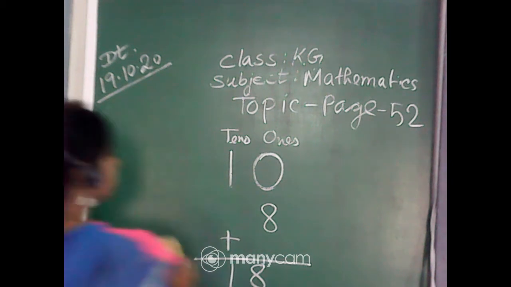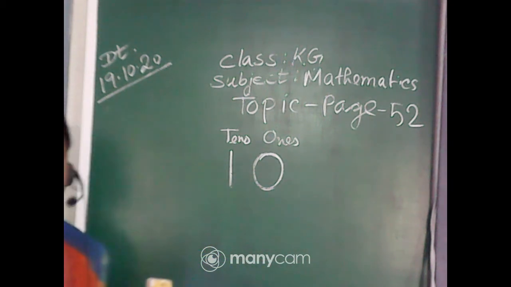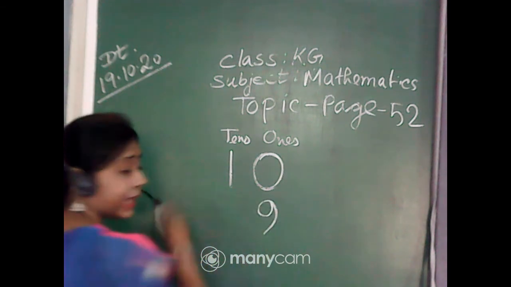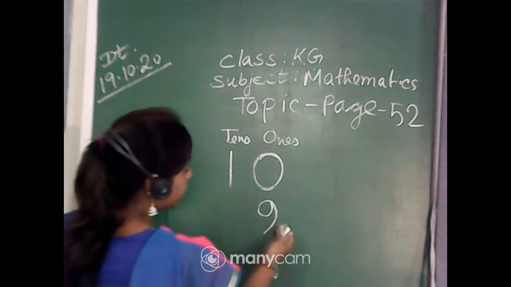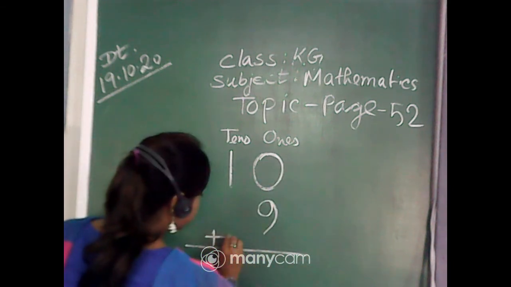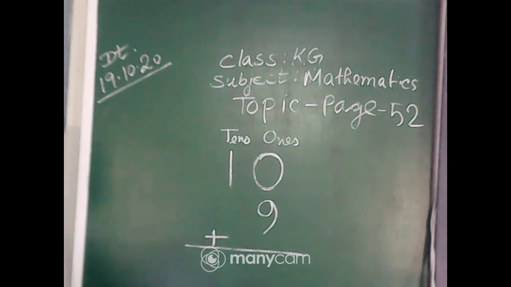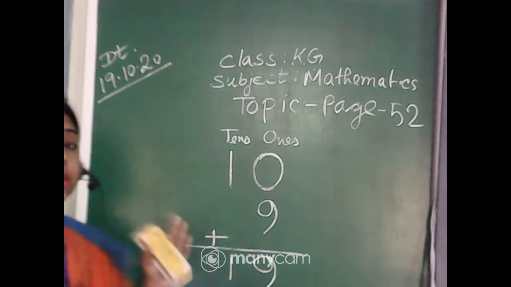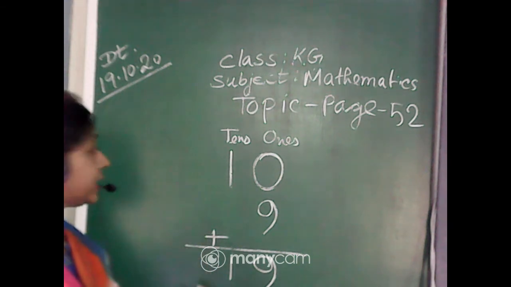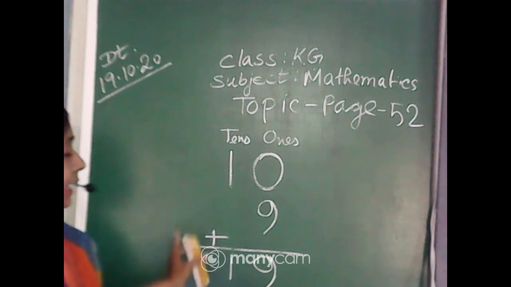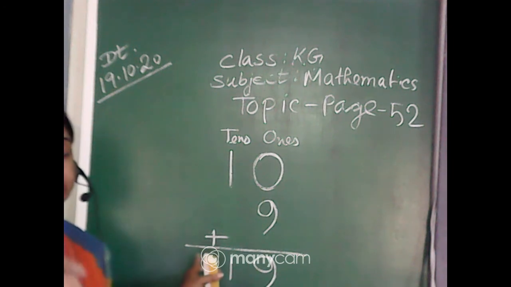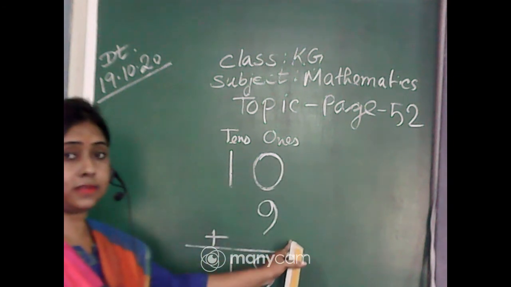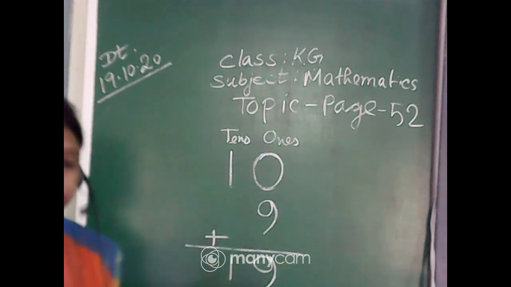Okay, then the last single digit number, 9. Again 9 is a single digit number, so I have written it here in the ones place. So 10 plus 9 is equal to 19. Yes, very good. So if you are doing vertical addition, you should write like this. Always write a single digit number below, in the ones place. Okay. Yes, Shomrik, very good.